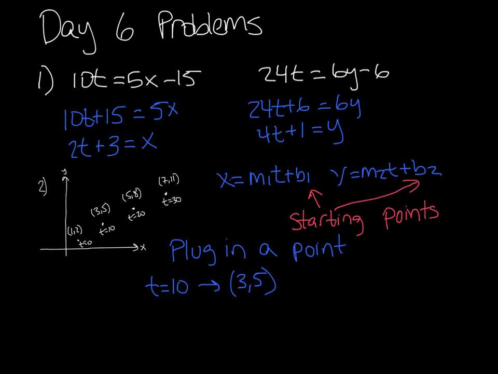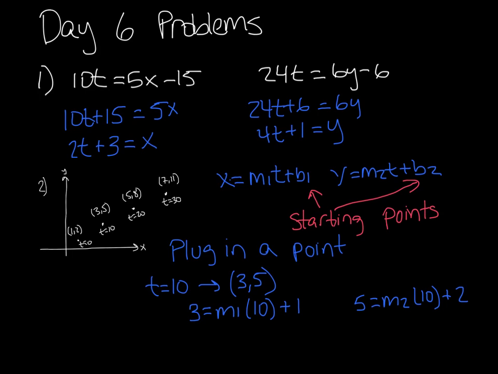So next what we're going to do is plug a point into each of our equations in order to solve for the rate of change, that m1 and m2. So I've picked the point t equals 10, which corresponds to 3, 5. Any of the points will do. I just picked the first one I saw, other than t equals 0.